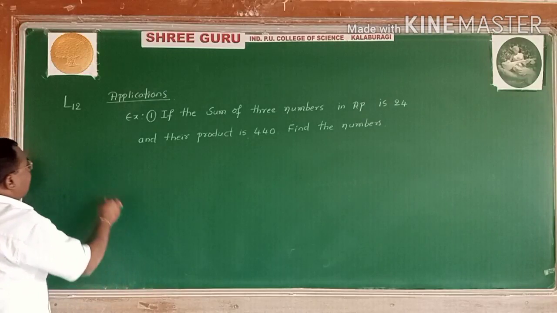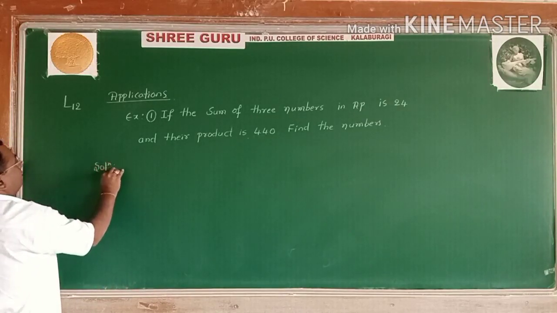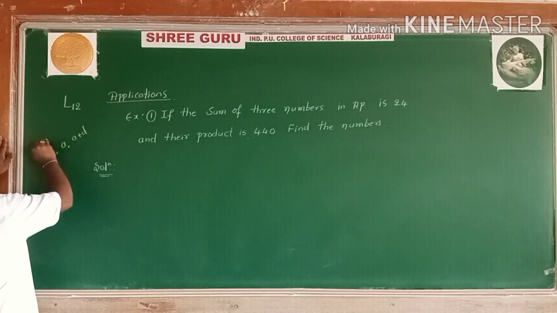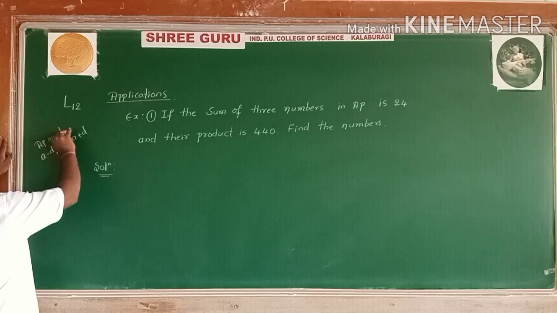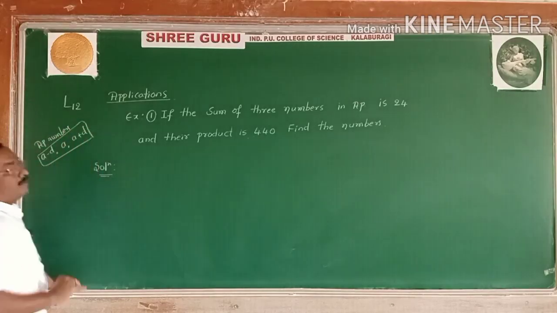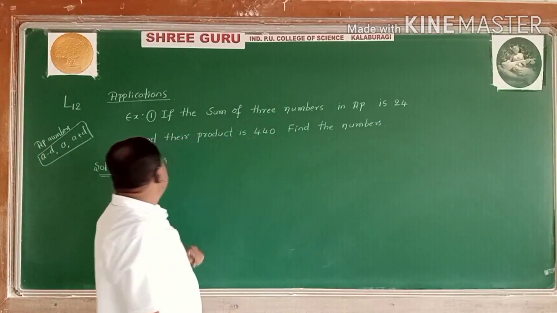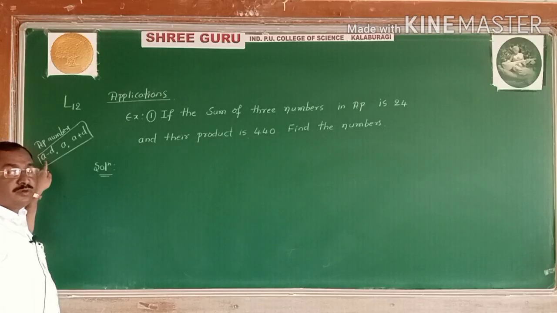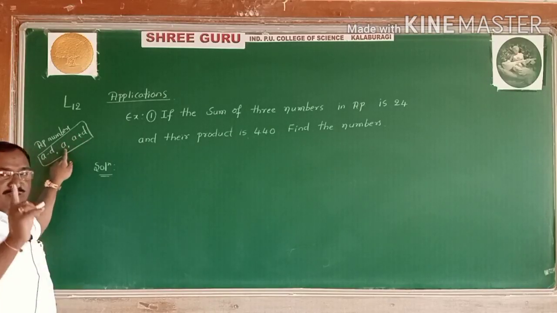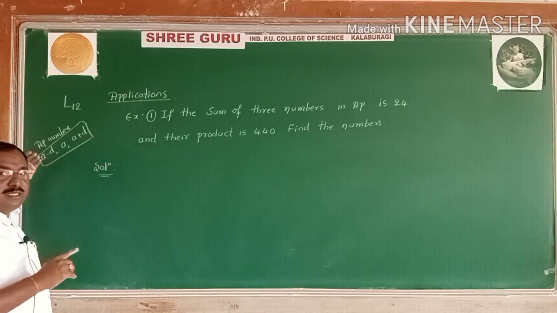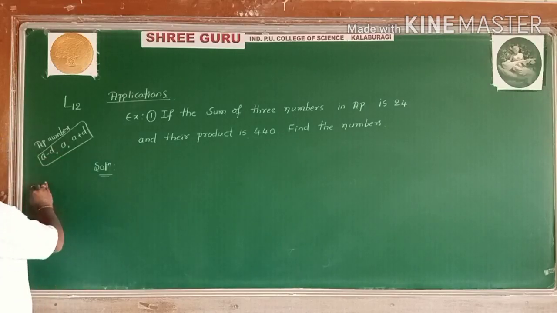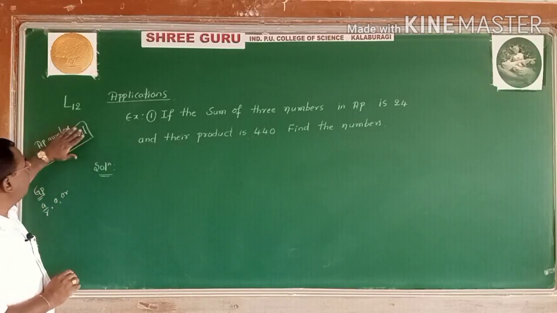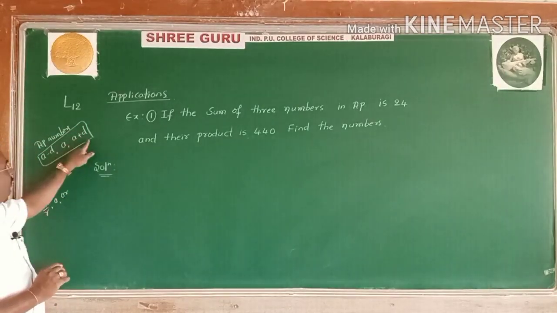First example, solution. A minus D, A, A plus D are the AP numbers, because any term minus previous term is the common difference D. Suppose the numbers were in GP, they would be A by R, A, A into R. This is the GP form and this is the AP form. But the question is about AP.